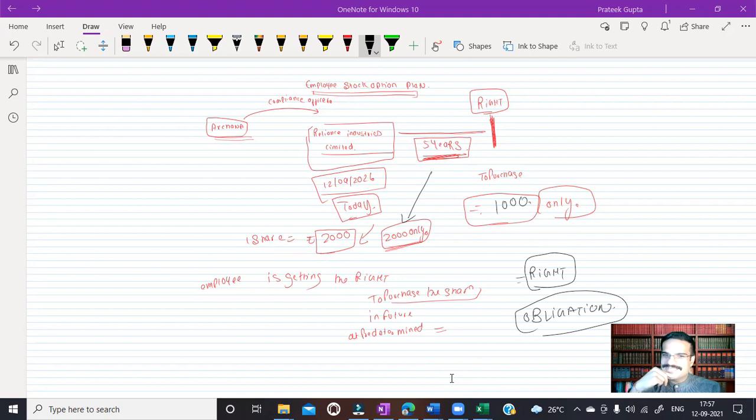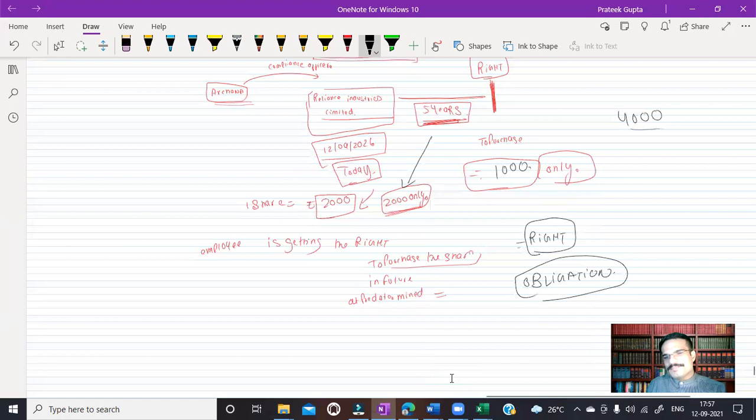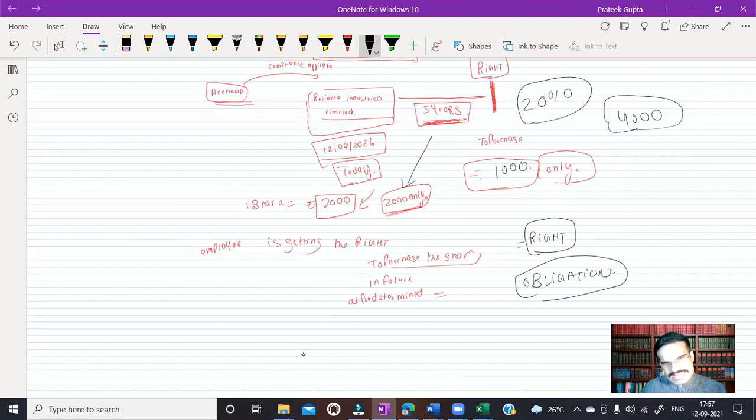Yes, Chinmay? For example, the market price of the shares after 5 years is 4,000. But company is saying at present, whatever the market price of the shares after 5 years, we will allot you the shares at 20% discount. So yes, this can be done in some cases, no problem as such. Aisa ho sakta hai. Isha is saying, sir, is 5 year time slab fixed? No, beta, this is not a fixed time period.